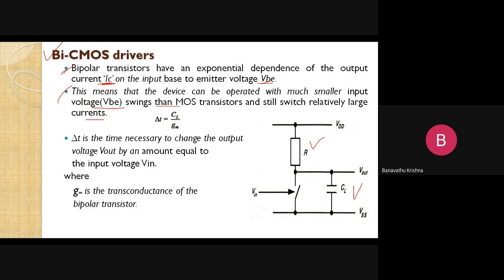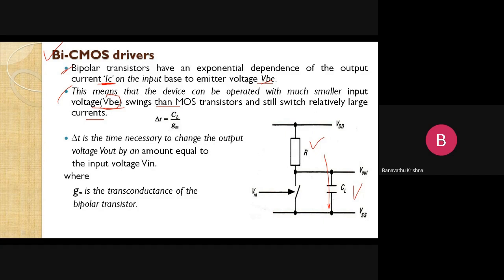So with a very small amount of input voltage, that is VBE, it switches a very large amount of current. That very large amount of current is going to charge this load capacitance. So automatically, with a small input, the swing current is a larger current that will be charging across this capacitor, right?